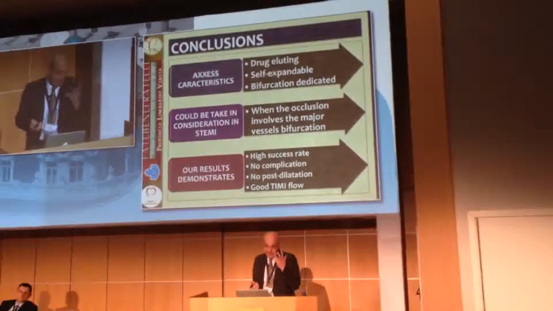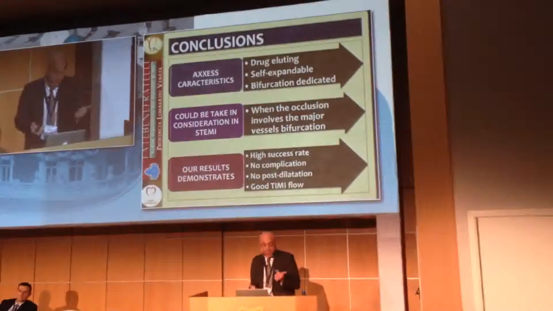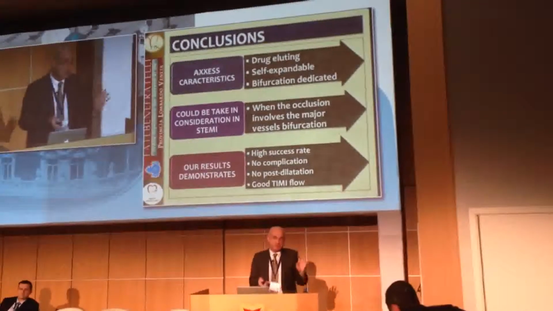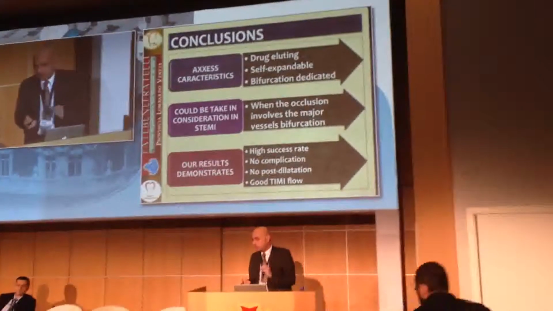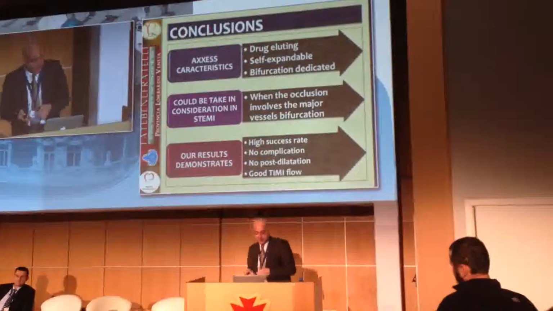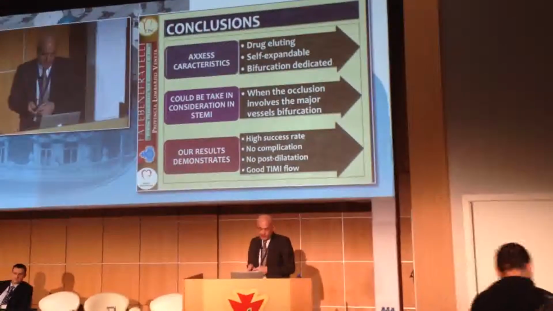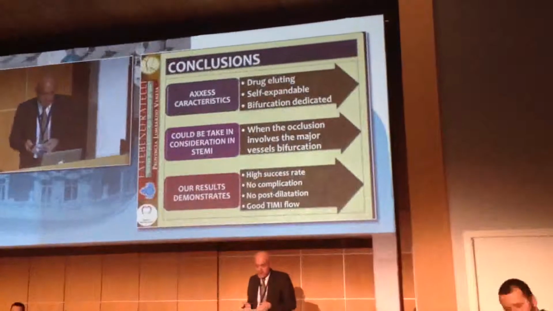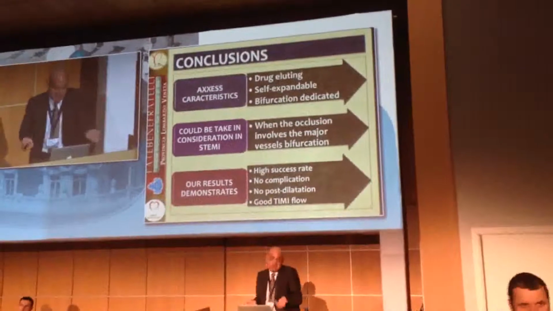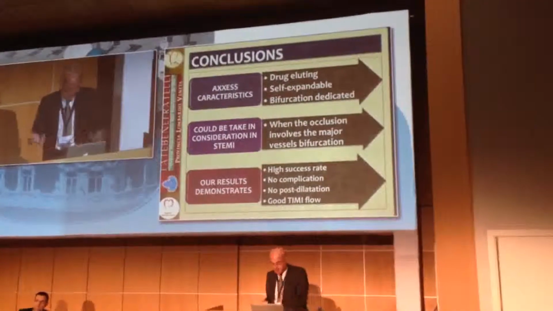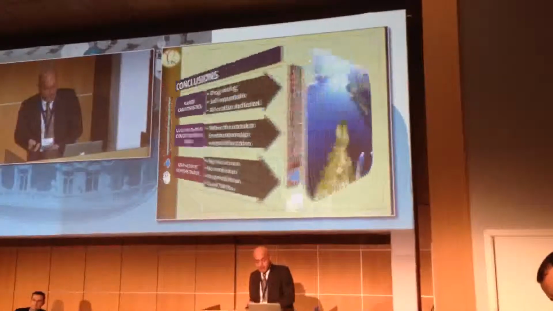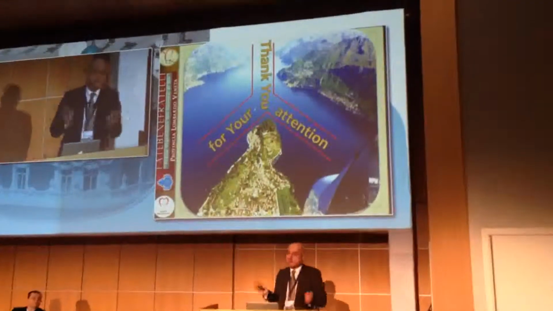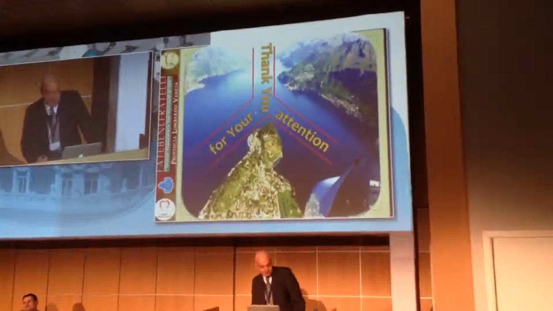So the stent characteristics: it is tracheal looking, self-expandable, and bifurcation dedicated. It could be taken into consideration, not saying put it in all bifurcations during infarction, maybe better first to put it in an elective patient, but it could be taken into consideration when you have a STEMI with thrombus involving major bifurcations. And the result, at least in our result, demonstrates a high success rate, no complications, no post-dilatations, and a good TIMI flow. So I think that I can say thank you for your attention, and I hope that you will start to put some access our way. Okay, thank you very much.